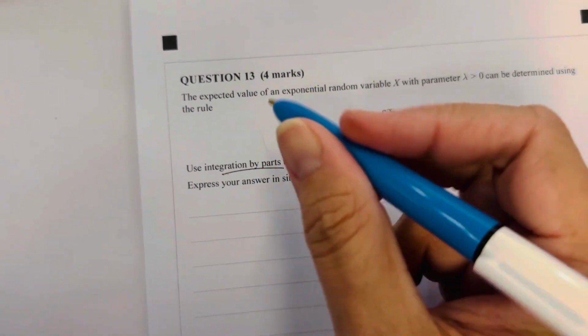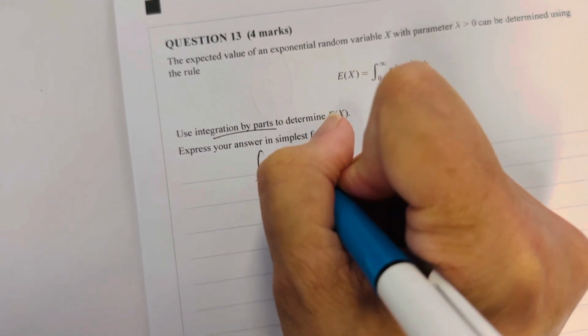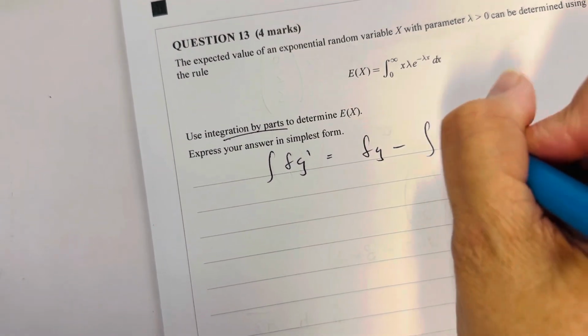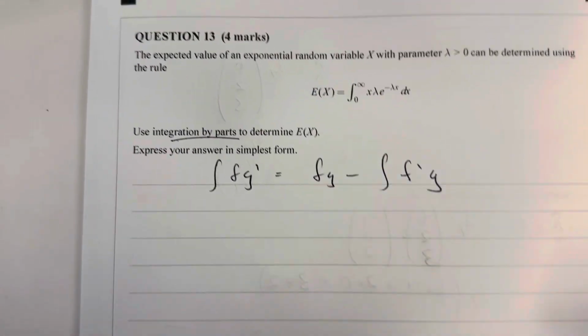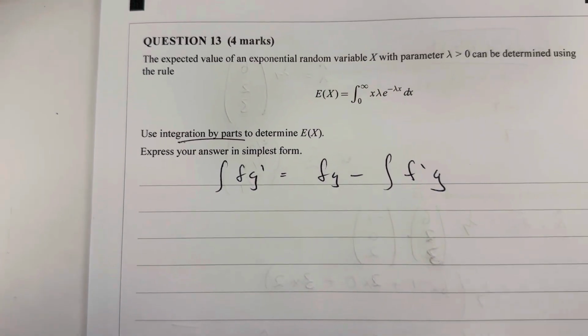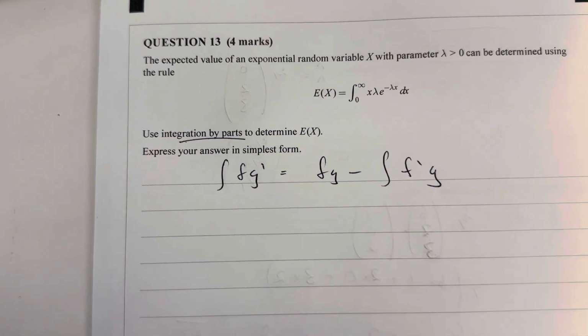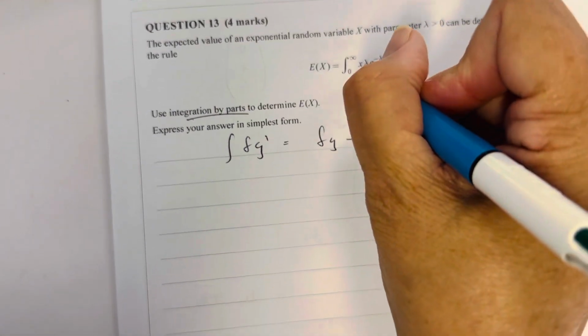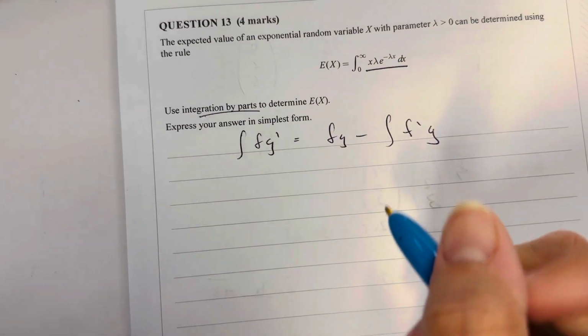So we're told by parts. By parts is the integral of f g dash equals f g minus the integral of f dash g. You may use different notation, such as u's and v's, but essentially that's that. So we're looking to integrate this by parts.